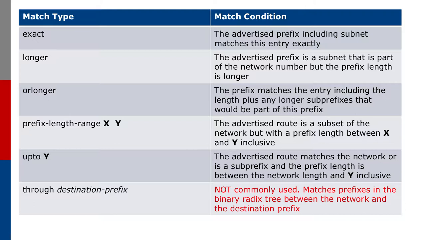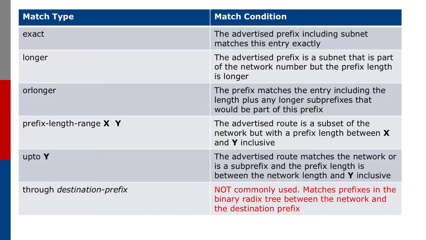Longer means the advertised prefix is a subnet that is part of the network number, but the prefix length is longer. So this is a subnet that could be part of this larger subnet. Orlonger means you have a prefix that matches the entry, including the length, plus any longer prefixes. So the difference between orlonger and longer is the second one, orlonger, includes the aggregate in the matches, and longer only includes the sub-prefixes.